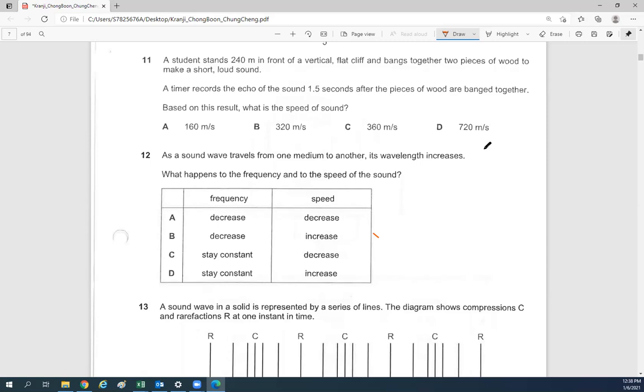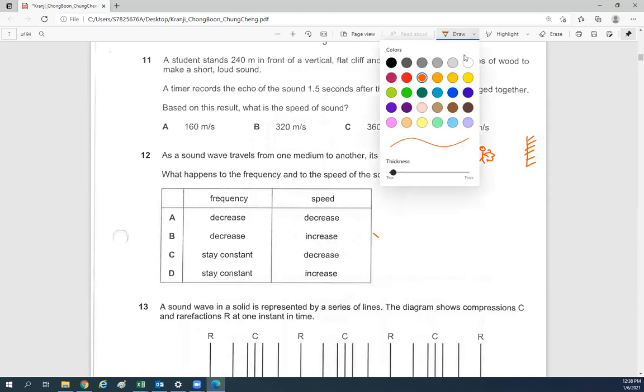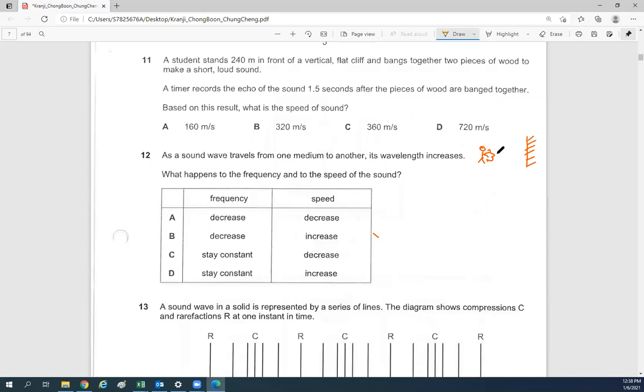Okay, so for me, I always like to draw a diagram. So this is the fella. This is him banging the wood. And this is the cliff. Okay, so the sound goes there and the echo comes back. Okay, and the time taken is 1.5 seconds. His distance to the cliff is 240 meters.